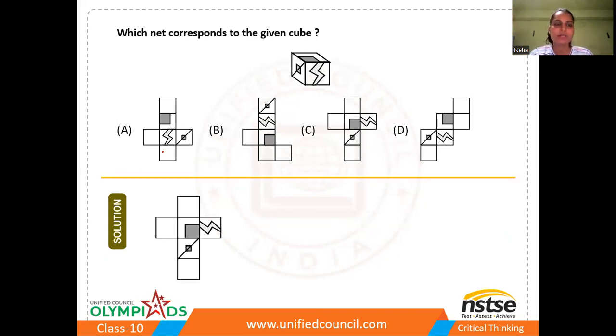The next question is which net corresponds to the given cube? So these three should be the faces. In this one, I can see that this is not right, because this should be the middle one, but it is not. So yes, this is the right answer for the net of the given cube.